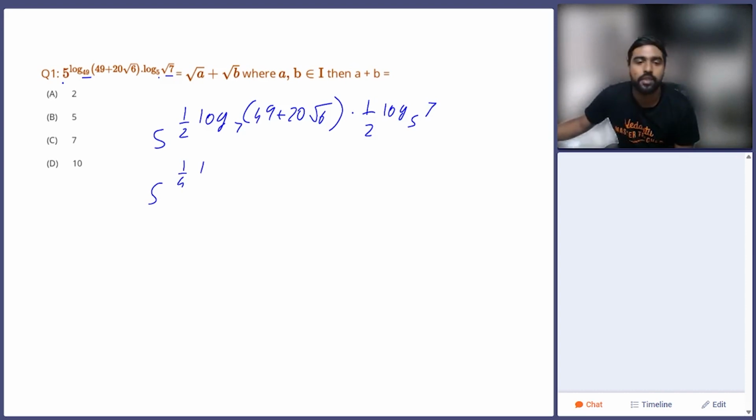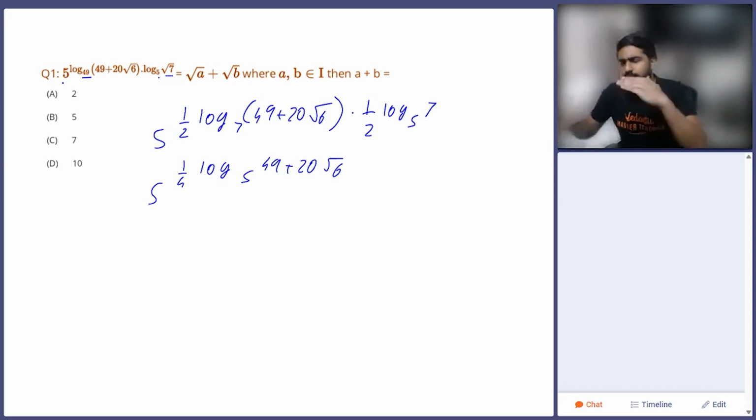And what we have over here is 1 by 4 into log of 49 plus 20 root 6 to the base 5. When you use base change over here, log 7 gets cancelled out. You have log 40 plus 20 root 6 to the base 5 format over here.